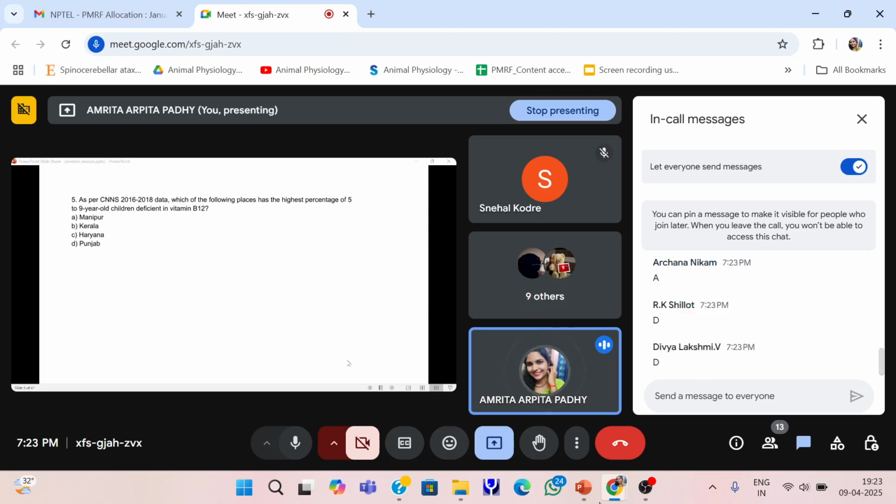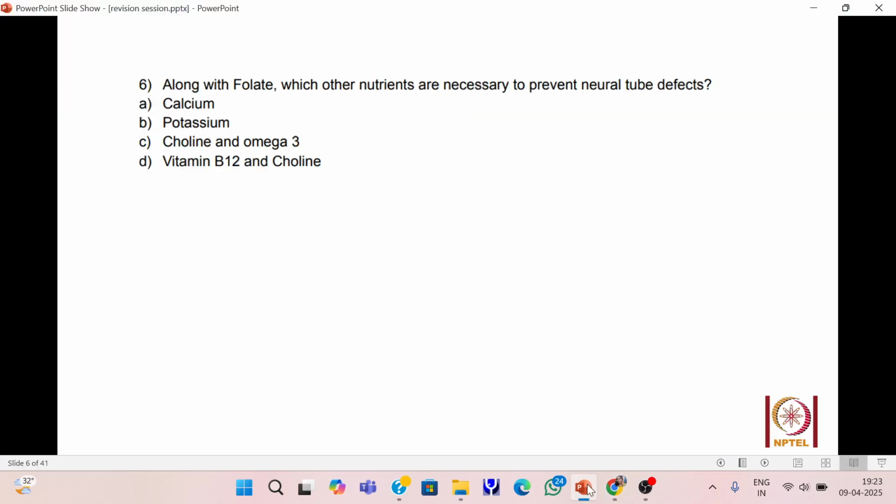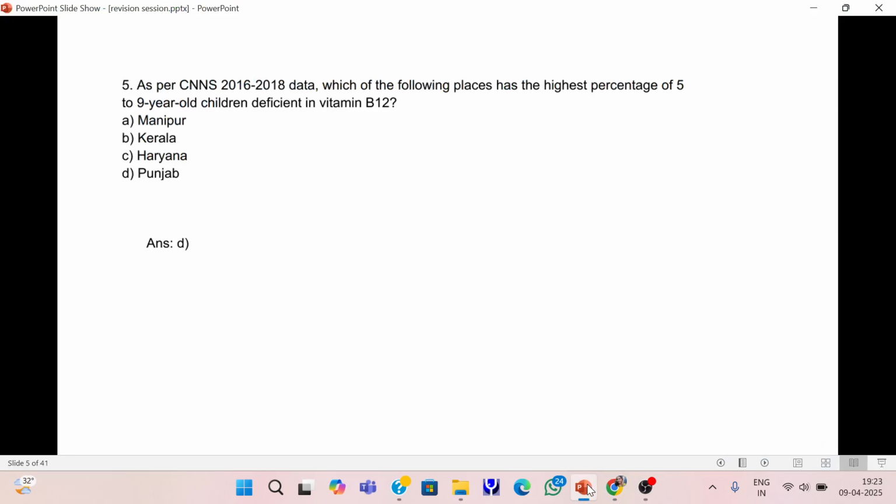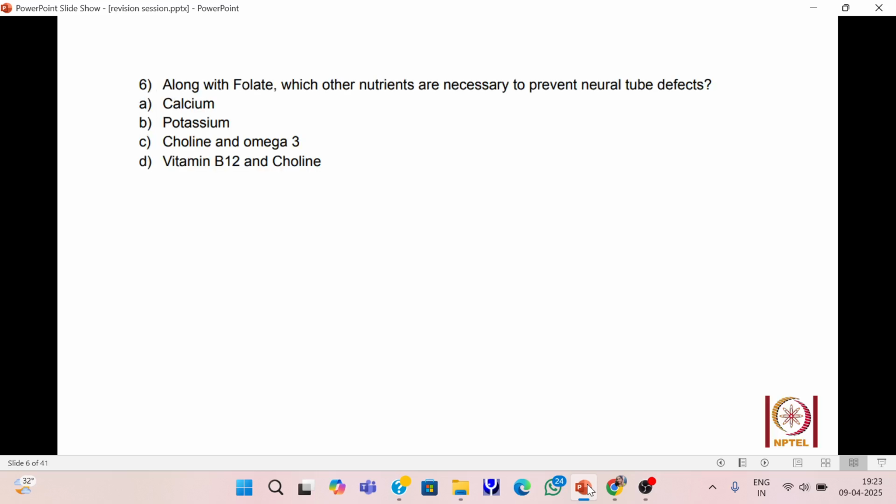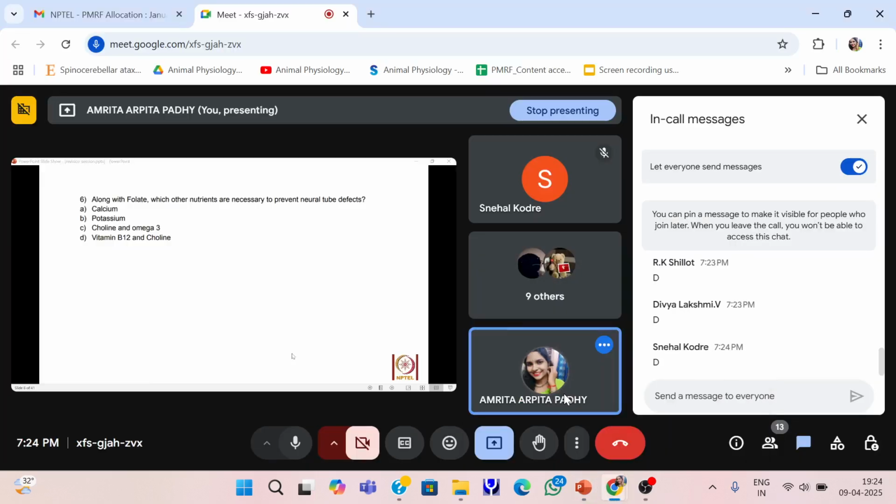Okay, let's see what is the correct answer. It is D. Punjab. Punjab is the place where the highest percentage of 5 to 9-year-old children are deficient in vitamin B12. Next question. Along with folate, which other nutrients are necessary to prevent neural tube defects? Calcium, potassium, choline, and omega 3, vitamin B12, and choline. Start answering.